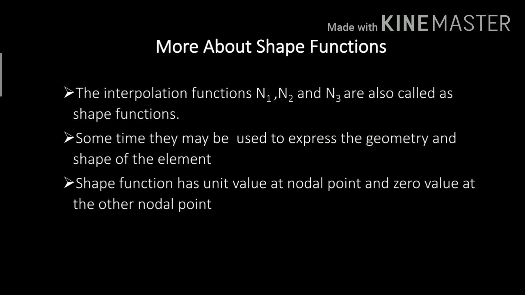So let's talk more about shape functions. The interpolation functions N1, N2, N3 are also called shape functions. Sometimes they may be used to express the geometry and shape of the element. A shape function has unit value at its own nodal point and zero value at the other nodal points. That's obvious, right? Because we know that an interpolation function starts from zero or from a particular value and then goes on increasing or decreasing and then reaches a maximum or minimum value. Shape functions also follow that.